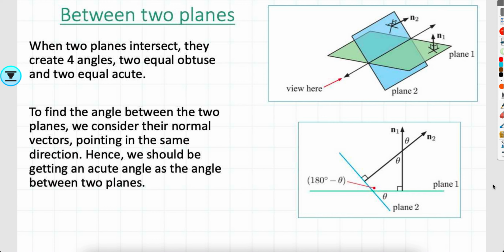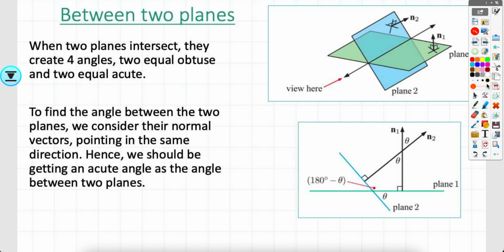If we look at the diagram on the right, you can see that if two planes intersect, they will form four angles. Two of them will be equal obtuse angles, and two of them will be acute angles. So we will get different angles, and the question is, which one do we actually use?